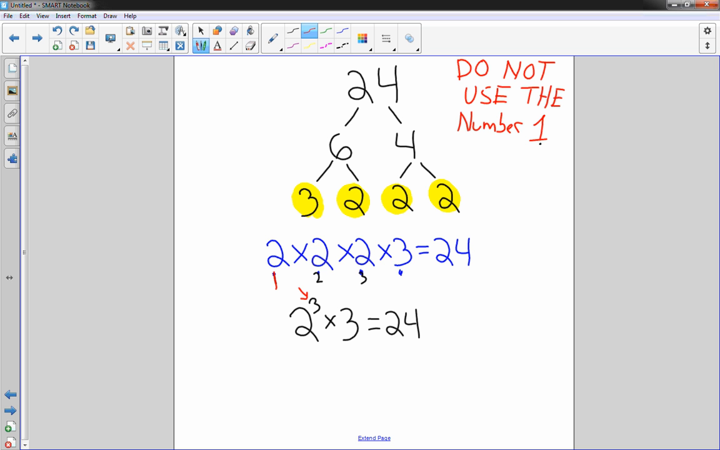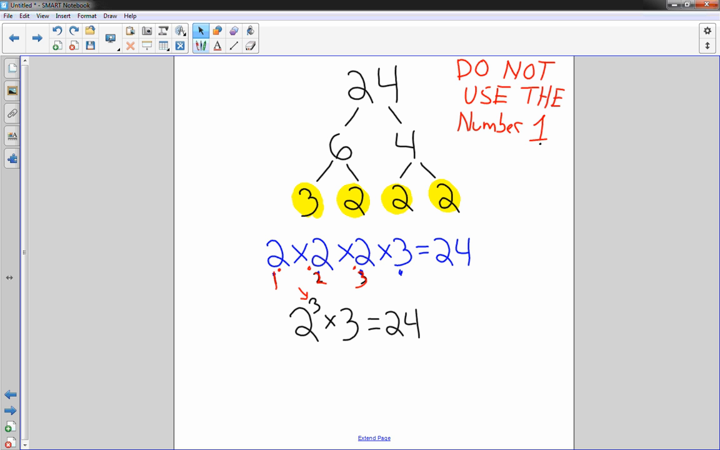You have 2 times 2 times 2. You have 3 2's multiplying each other. And some kids and adults will get confused and they'll think, well, 2 to the 3rd power means 2 times 3 is 6. That's not true. What that means is you have 2 times 2 is 4, and 4 times 2 is 8. So really 2 to the 3rd power is 8. Then times 3 is 24.